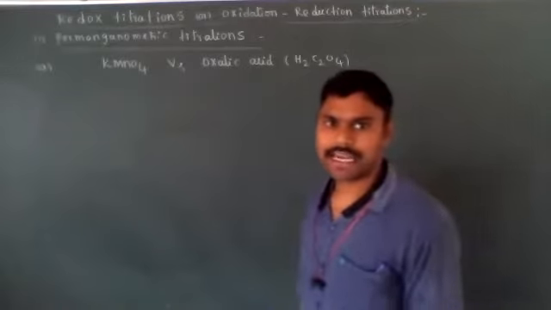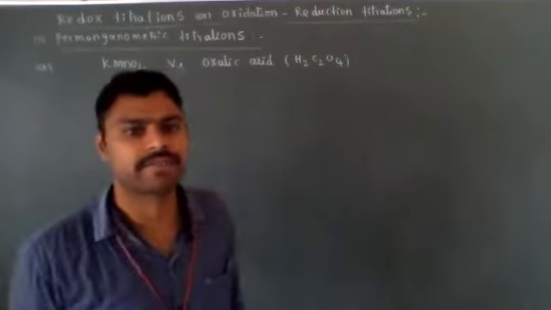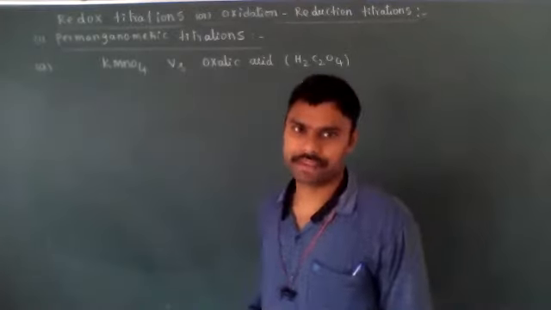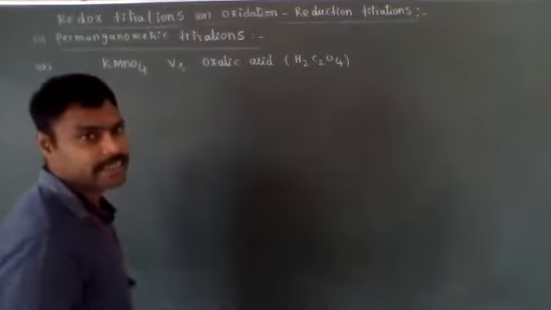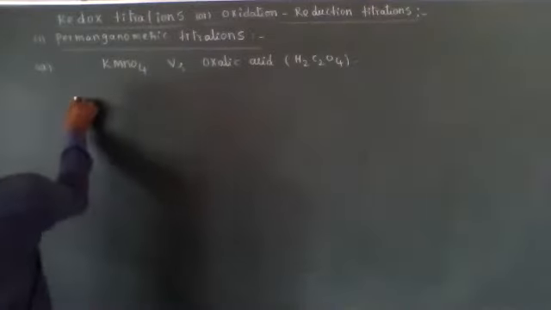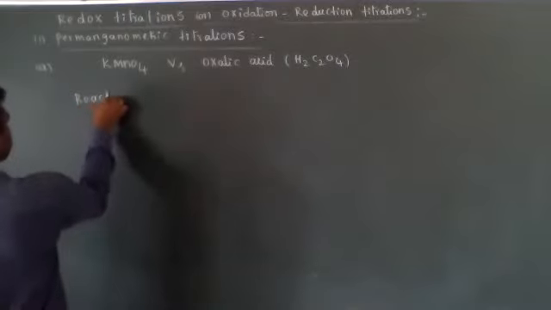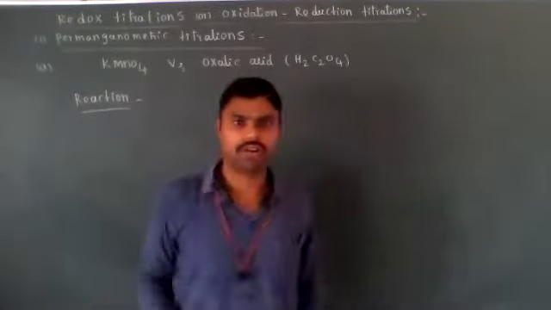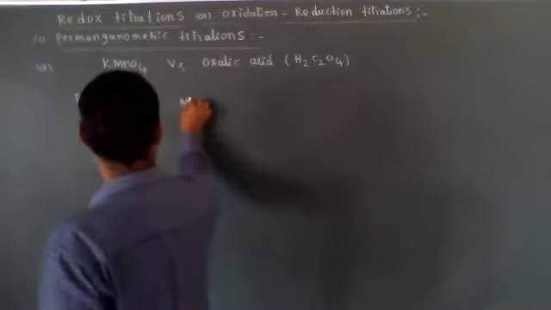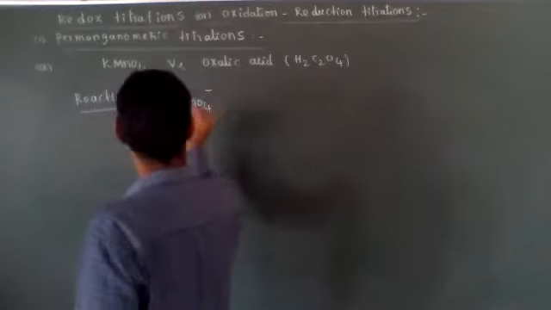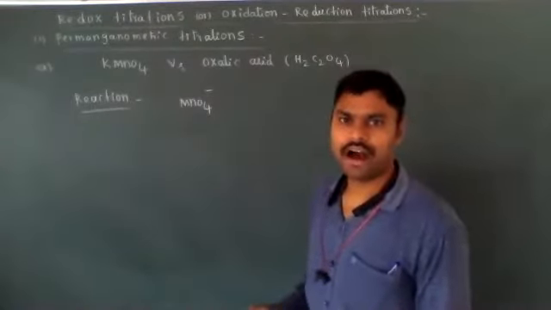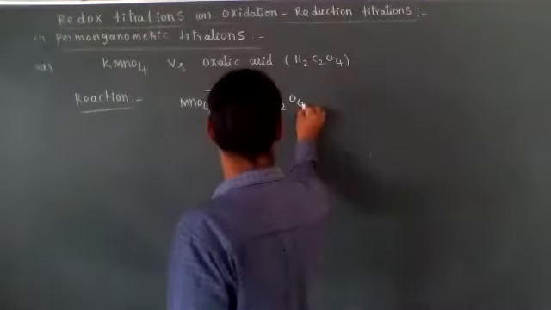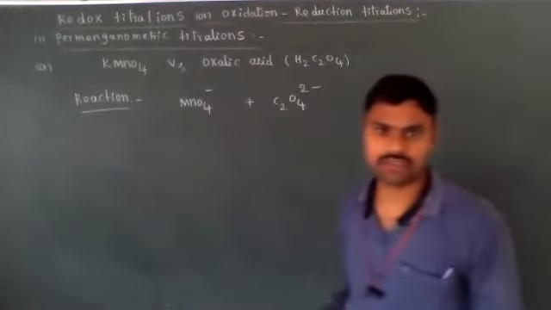See, this titration takes place in acidic medium. That's why we externally add some amount of dilute HCl. See how the reaction takes place. Let's see. What is the ionic form of KMnO4? The ionic form of KMnO4 is MnO4 minus. The oxalic acid ionic form is C2O4 2 minus, the oxalate ion.